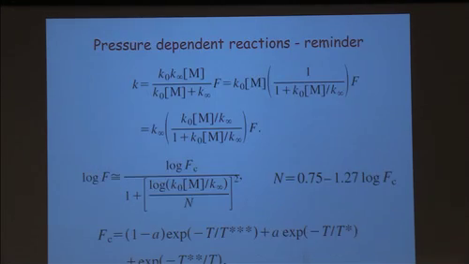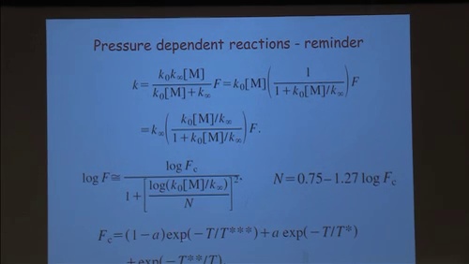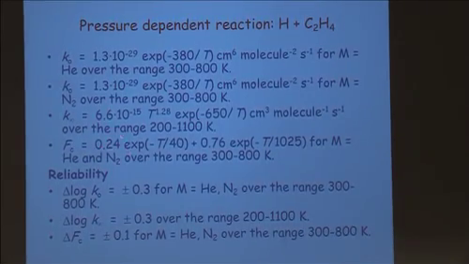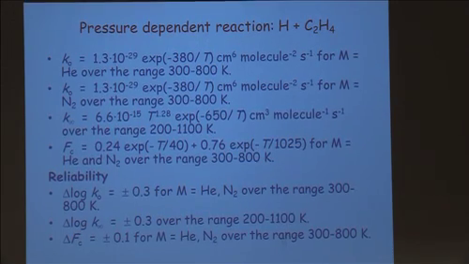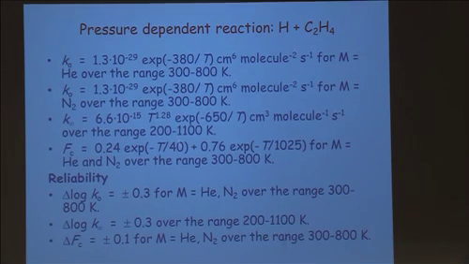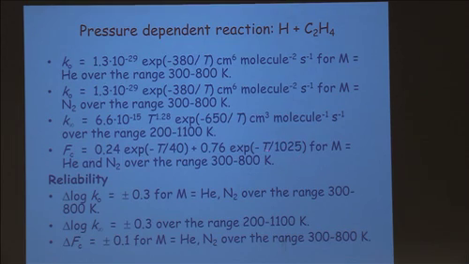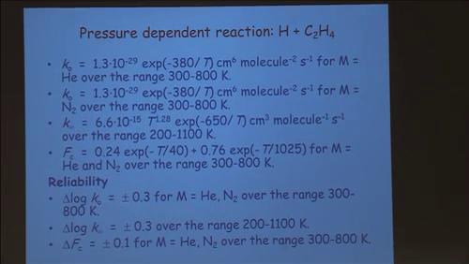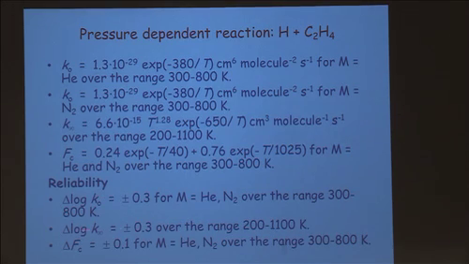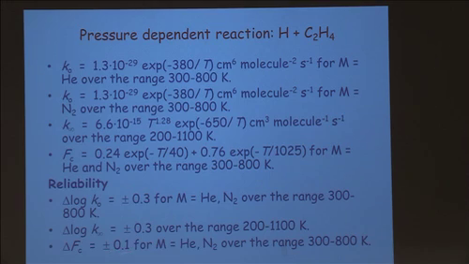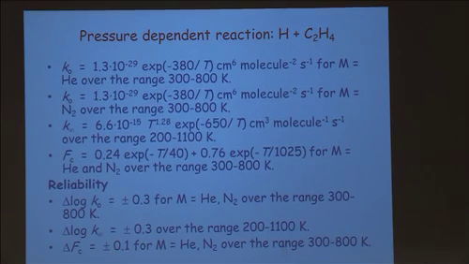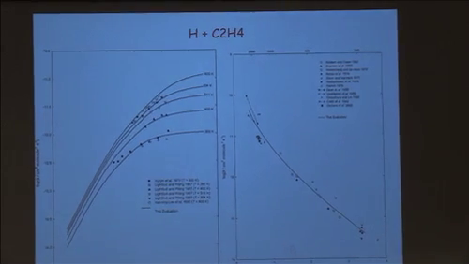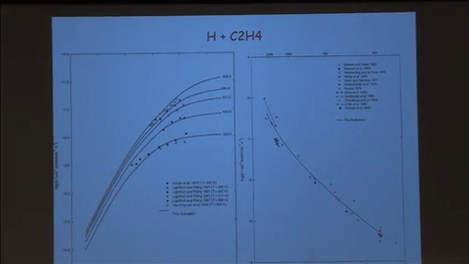Sorry, I should have said more than three parameters, because there is this parameter A as well. In this case, FC is in terms of just two parameters, A, that's 1 minus A, and these parameters 40 and 1025, which give you the temperature dependence. And then here's the reliability, plus or minus 0.3 in K0, plus or minus 0.3 in log K infinity, and plus or minus 0.1 in FC. And there's the page showing the plots of the data.